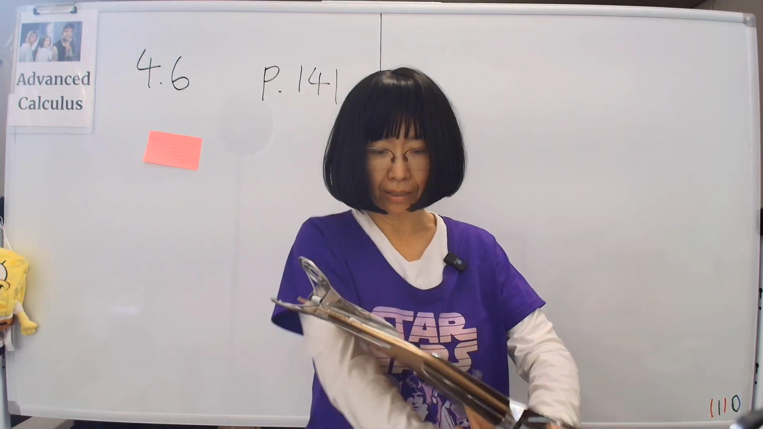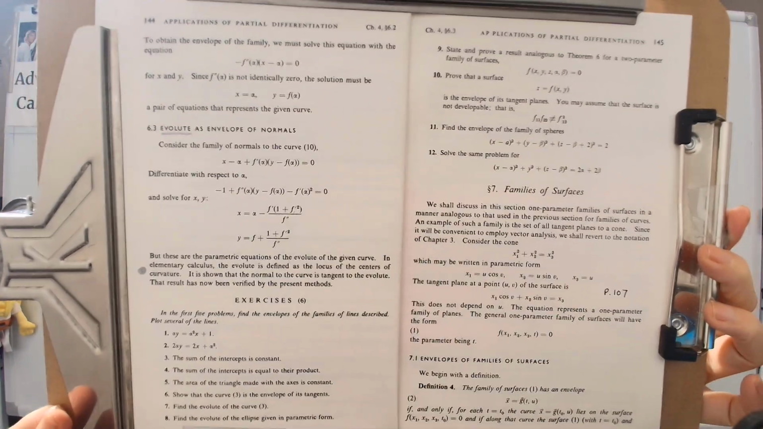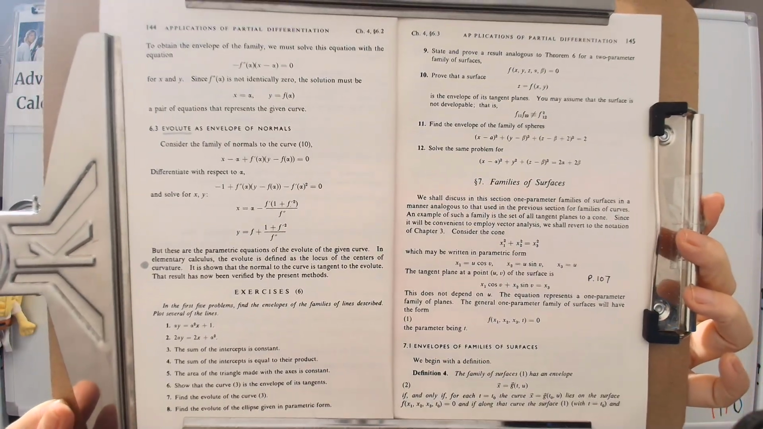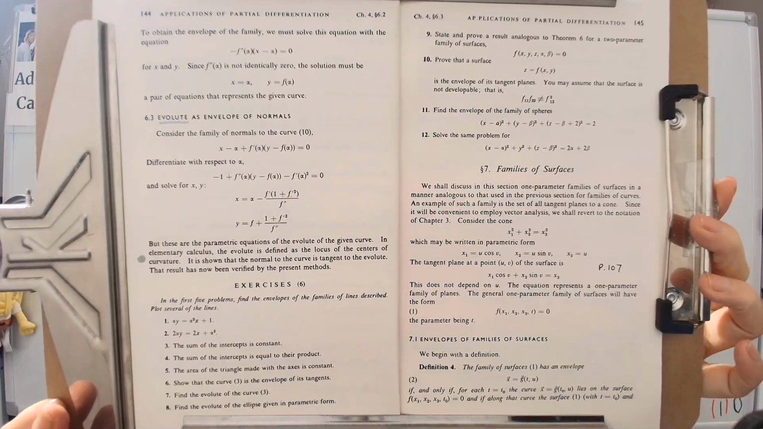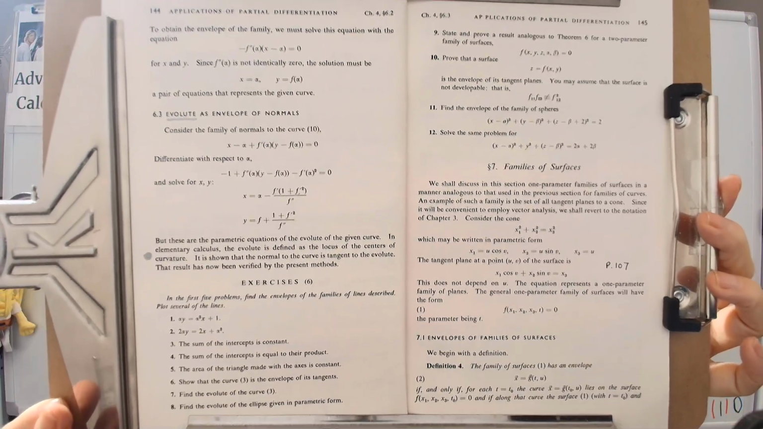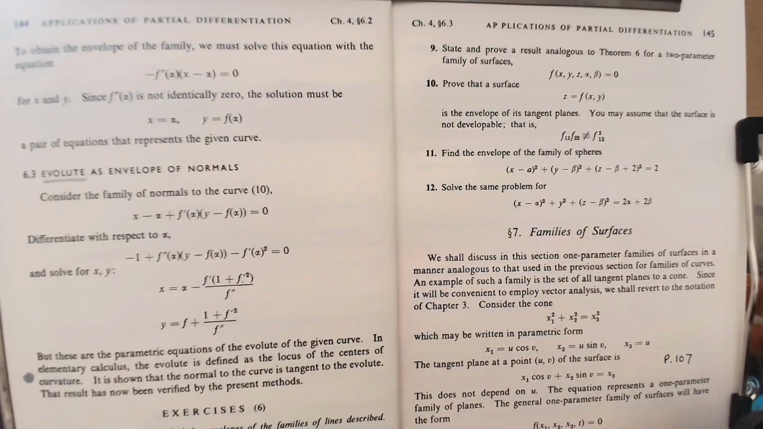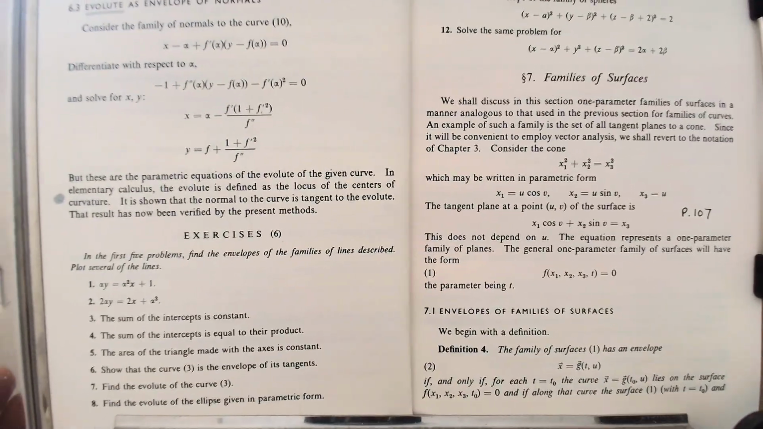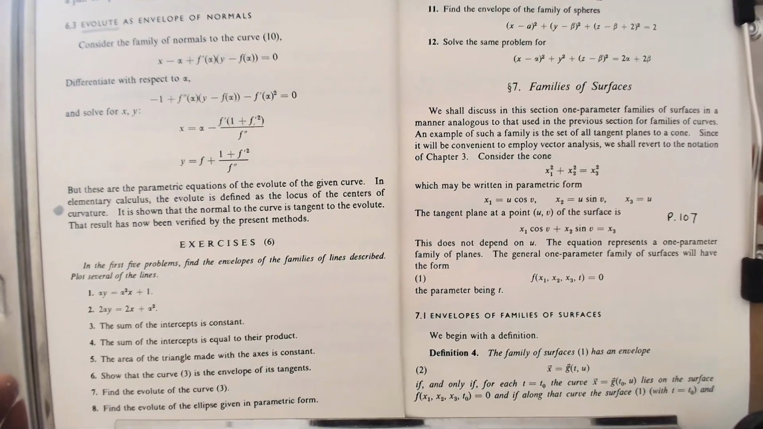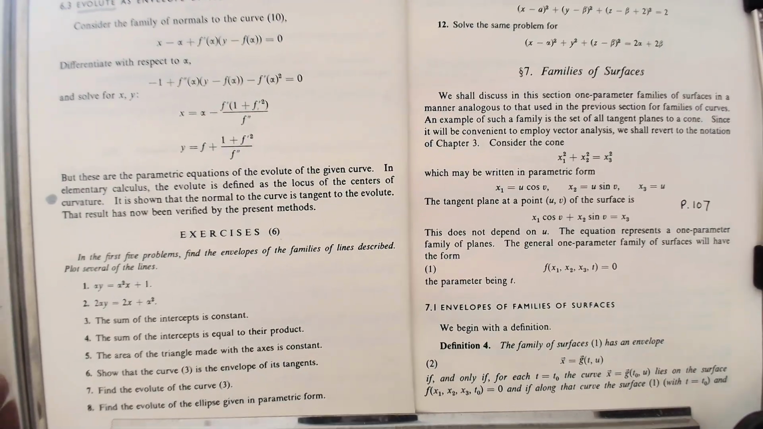All right, and then page 140 something. What is that? 144 and 145. All right, and then zoom in a bit on top. And then a bit on the bottom. Let's see. Okay.